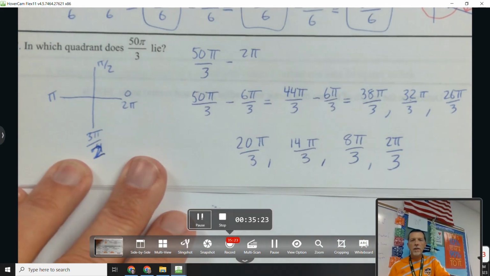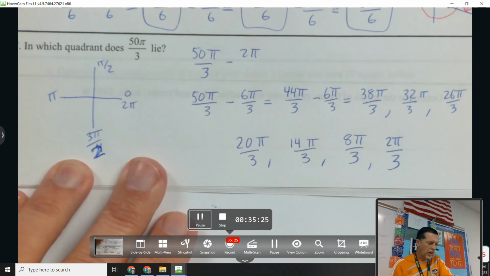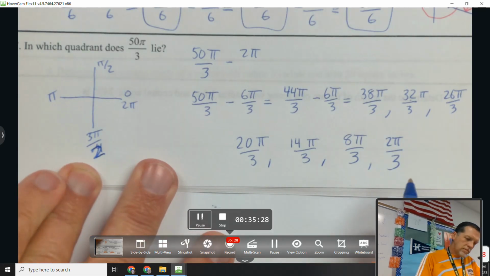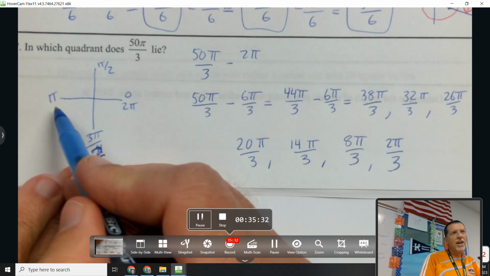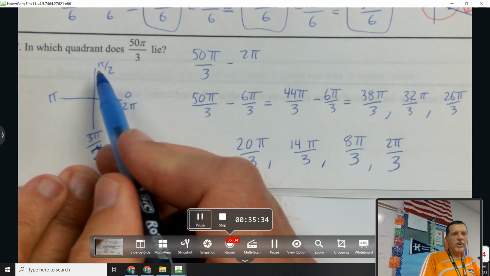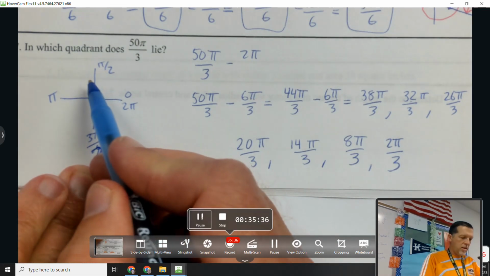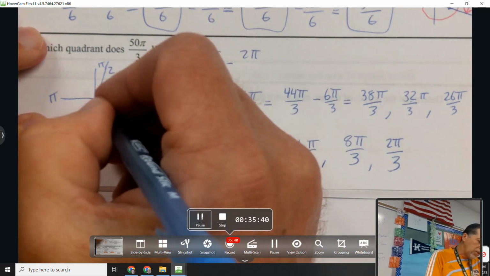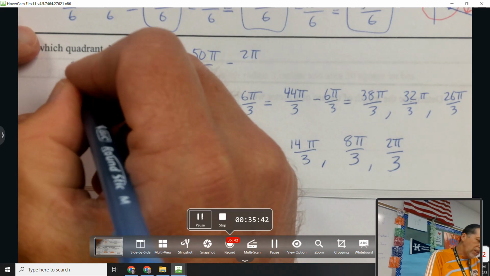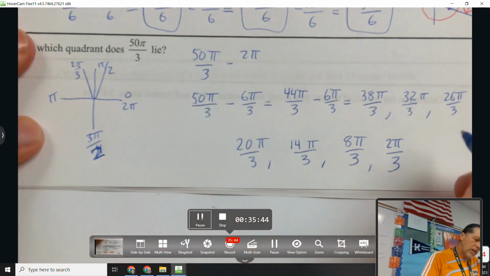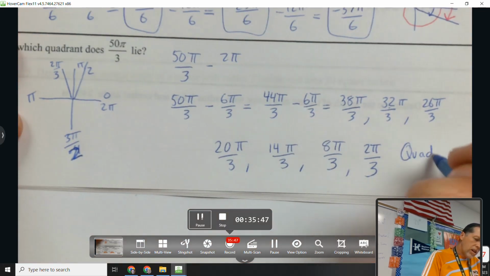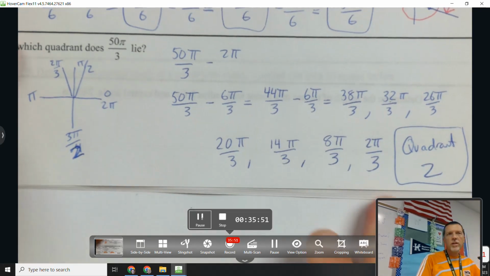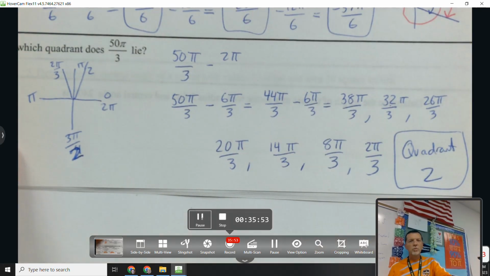Okay, so where's 2 pi over 3? Let's see. Second quadrant. It's definitely less than pi. How does it compare to 1/2? Greater. Or I could remember that the pi over 3s are the steep ones, and 2 pi over 3 is in the second quadrant. Quadrant 2. Or a lot of times we use Roman numerals for quadrants. Be fancy.